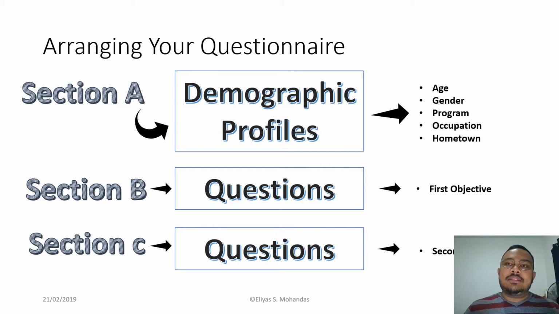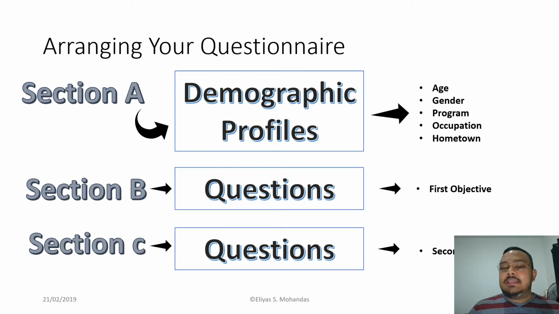Now, when you ask this kind of questions, although this is demographic profile, make sure that the information is in relation to your topic. For example, if you notice that most of your respondents are of the same age, more or less the same, what's the point of asking for age? Correct? And if you're focusing only on female respondents, what's the point of asking for gender? So make sure the questions in your demographic profiles are somewhat in relation to your topic.